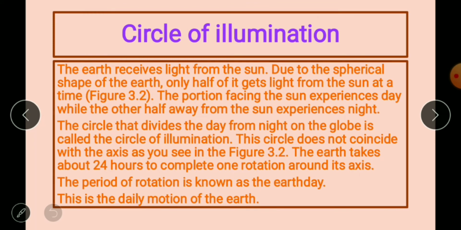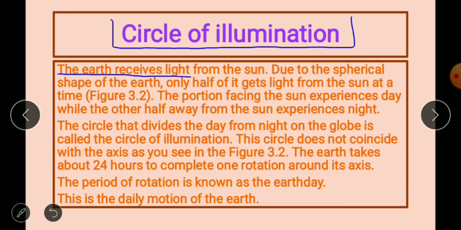So the topic which we are going to discuss, that is circle of illumination, which is related to the diagram only. Let's see. The earth receives light from the sun. So as we all know that the earth receives light from the sun. Due to the spherical shape of the earth, only half of it gets light from the sun at a time.